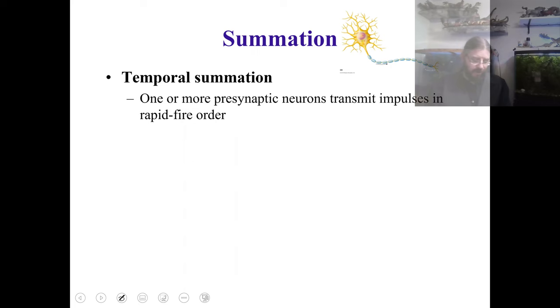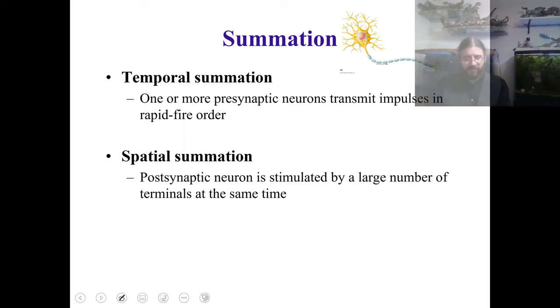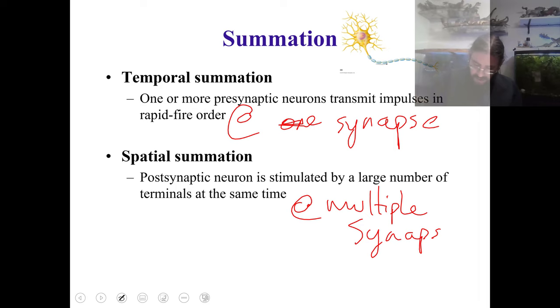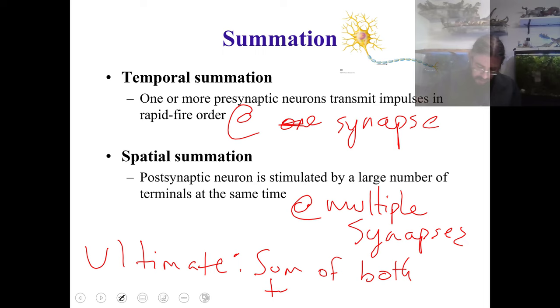Temporal: one or more neurons transmit impulses in rapid-fire order. Spatial: more terminals at the same time. Literally more synapses than one. So temporal is described at one synapse. Spatial is described at multiple synapses. The ultimate effect when you're firing these is a sum of both temporal and spatial.